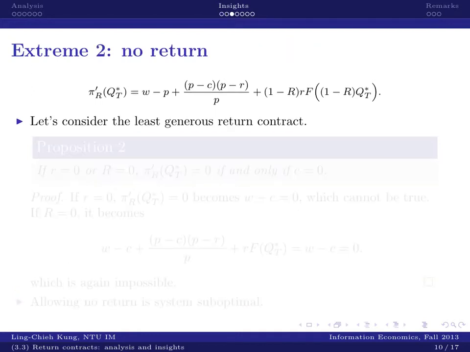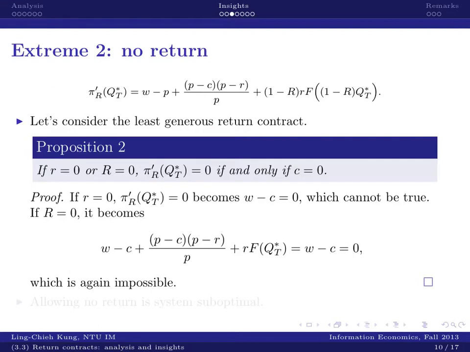Okay, so let's consider another extreme case which we have actually investigated, which is the no return situation. That means I am just offering a wholesale price contract. That's proof a wholesale price contract can never be coordinating. So this is also the least generous return contract. The proposition is here. If small r is 0 or capital R is 0, which means there's no return allowed, in that case, there's a typo here.